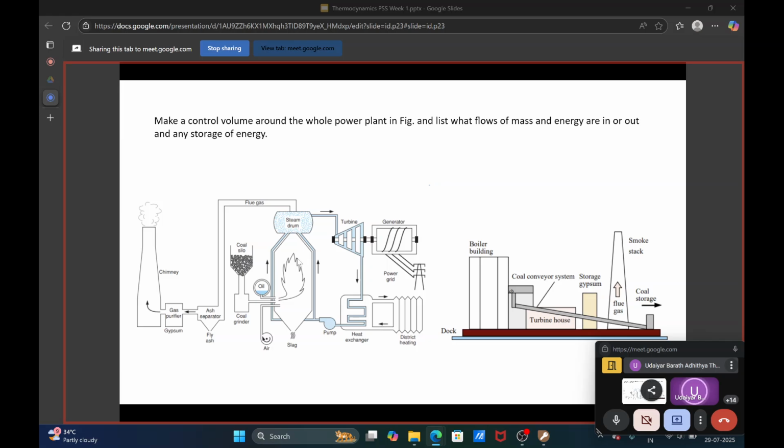Whatever you are burning, some gas comes out, so there you separate the solid particles in the flue gases, then purify the gas and let it out through the chimney. So if you assume this whole power plant as your system, how will you apply the energy balances? What is coming in and what is going out? What flows of mass and energy are in or out, or is there any storage of energy? So that's the question.